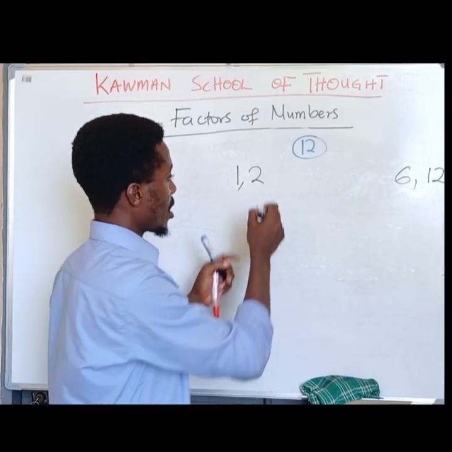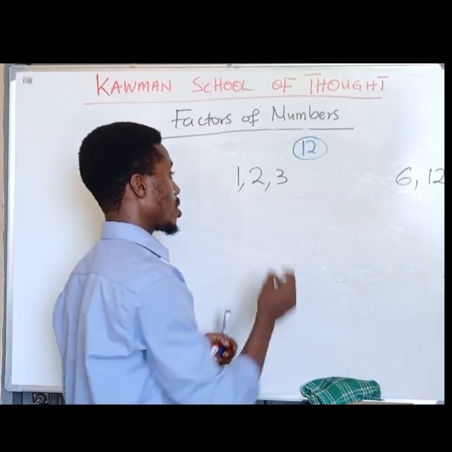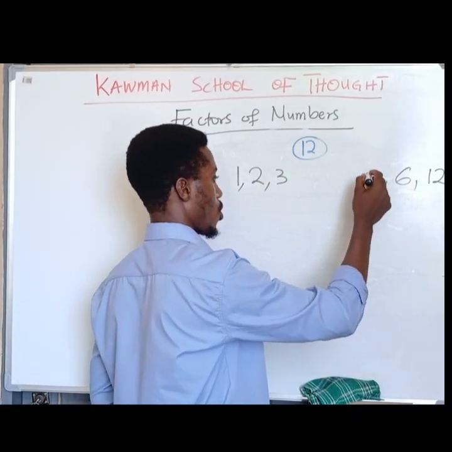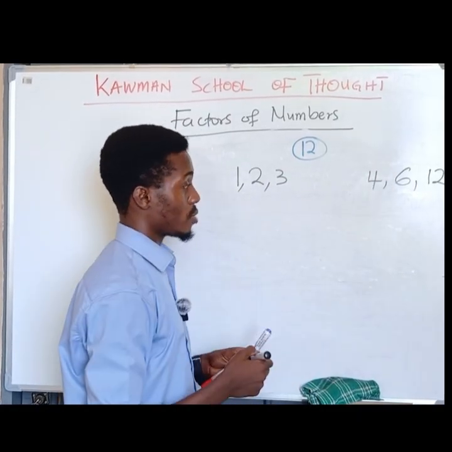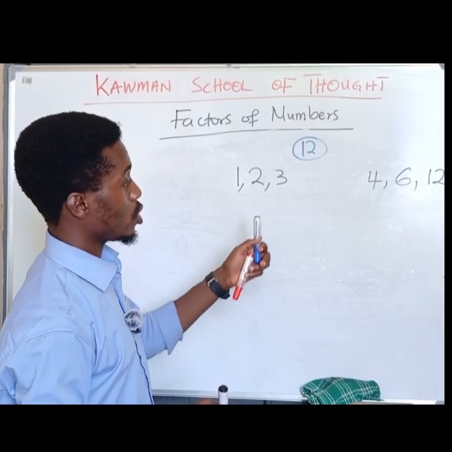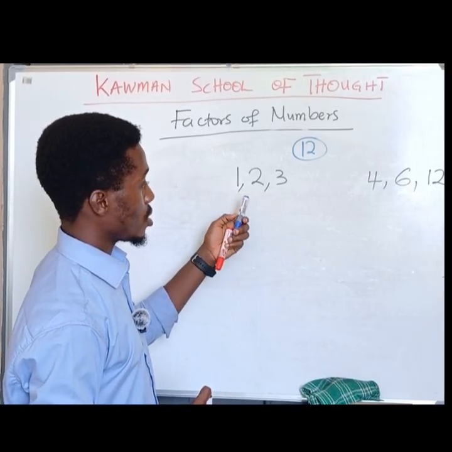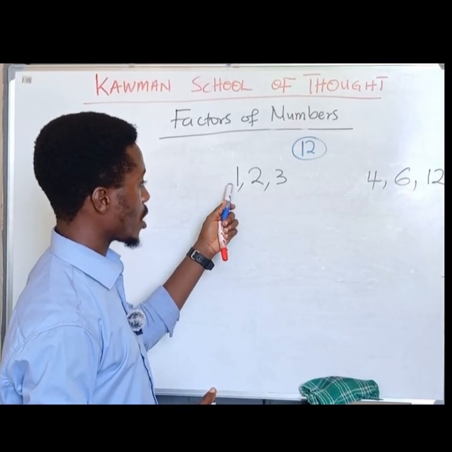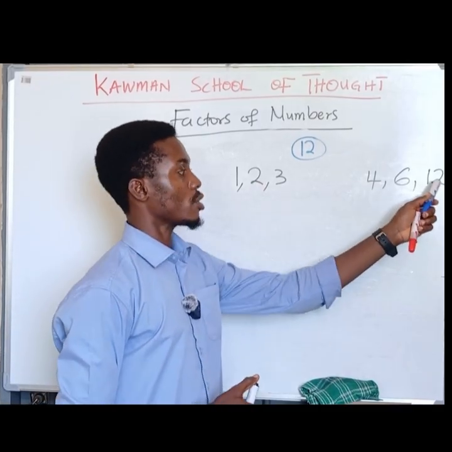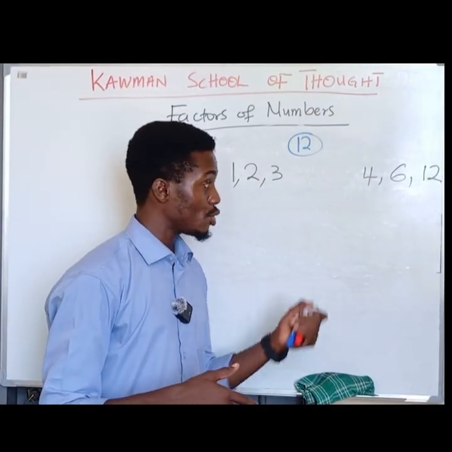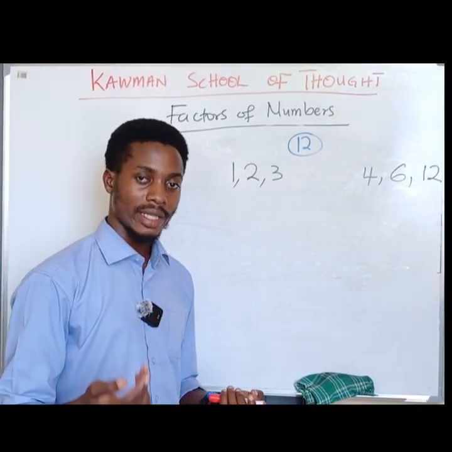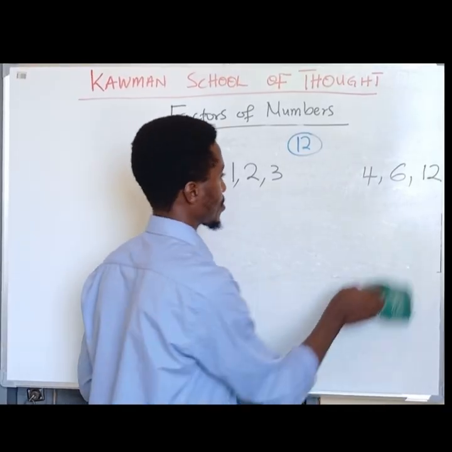So the next number, 3 times what gives you 12? 3 times what? 4 gives you what? 12. So automatically we've exhausted all the numbers. So the factors of 12 now are 1, 2, 3, 4, 6 and what? 12. Let's then use this method to also find all the factors of 24.